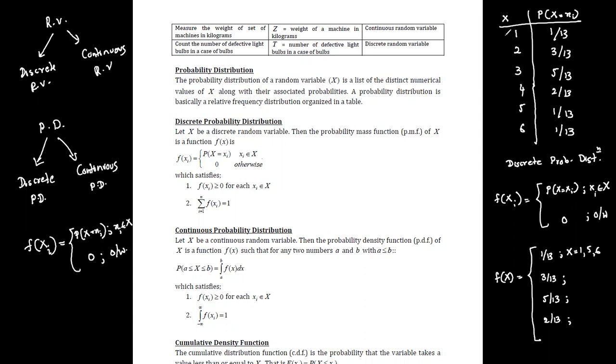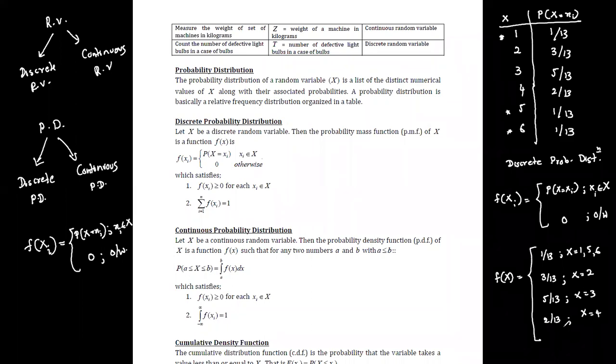Here we can see that at this point we have obtained probability as 1 over 13. At this point, we have obtained probability as 1 over 13. In this place, we have obtained probability as 1 over 13. That is why we can say for x equals 1 or 5 or 6, the probability of getting these values is 1 over 13. 3 over 13 is where we get x equals 2. Then x equals 3 for this value. Here we will get x equals 4.